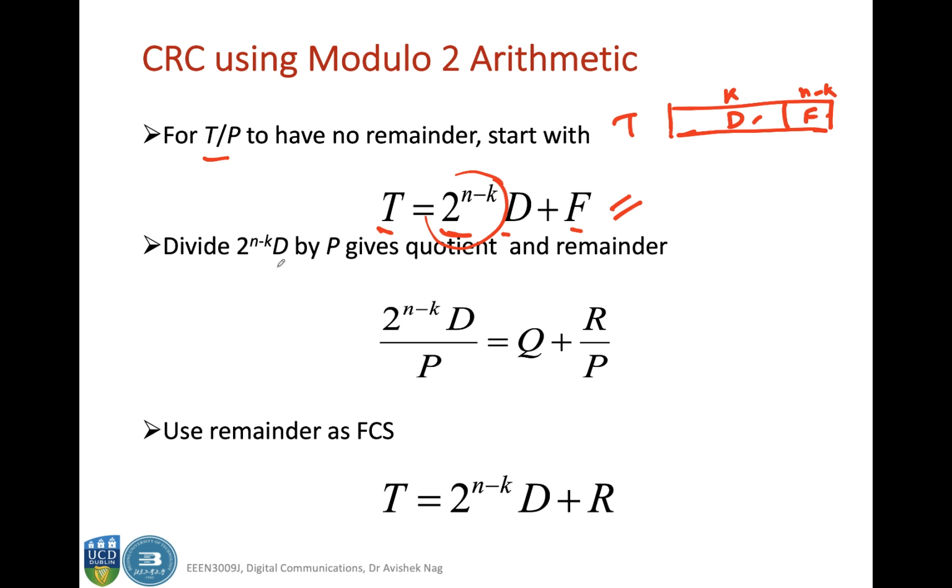Now if you divide 2 to the power n minus k times D by P, just this part, you have a quotient Q and a remainder R. Now if you use the remainder as your FCS, the frame check sequence, that is, if you set F equal to R, then instead of 2 to the power n minus k times D plus F, we are writing 2 to the power n minus k times D plus R. So the frame check sequence is set to the remainder after dividing 2 to the power n minus k times D by P.